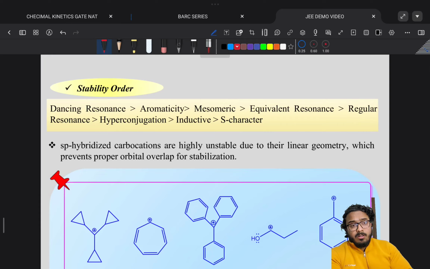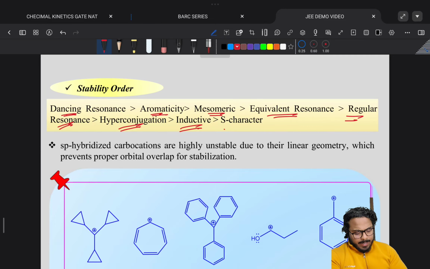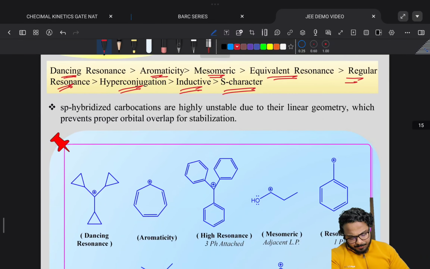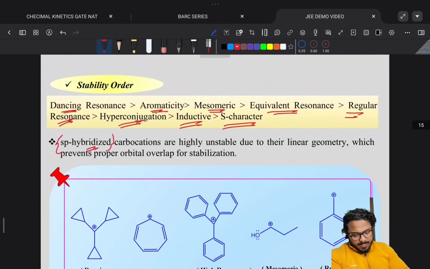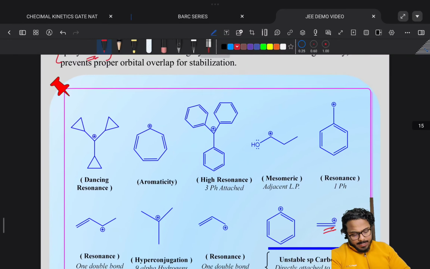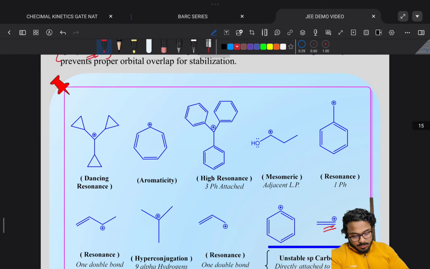First we will prefer the dancing resonance, second aromaticity, third mesomeric effect, fourth equivalent resonance, fifth regular resonance, sixth hyperconjugation, seventh inductive, and eighth s character. So sp hybridized carbocation is highly unstable because of these effects. Here is some example. So this is the dancing resonance.